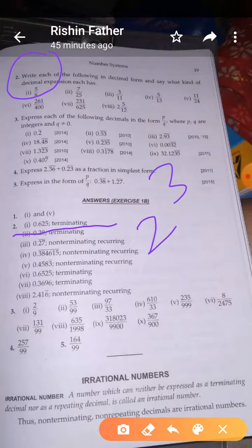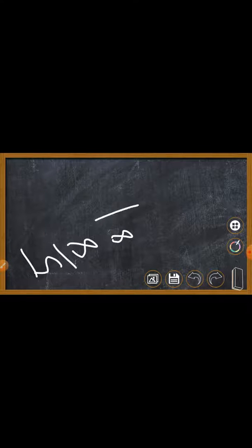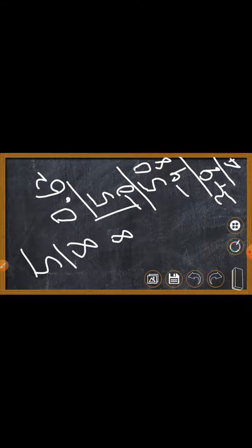So the first one is 5 by 8. Okay, so 8 with 5 within the box. 8 zeros are 0. 5, you put a decimal over there, 0. 8 6s are 48, and then what remains is 2. Then because of the decimal a 0 comes down, so 8 2s are 16, after which what remains? 4. Because of the decimal another 0 comes down.